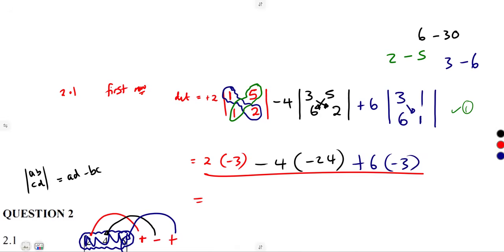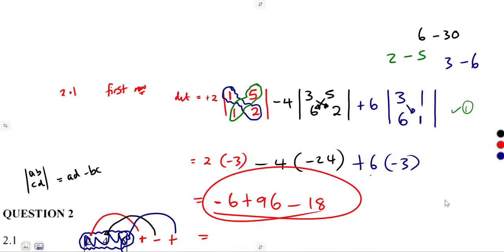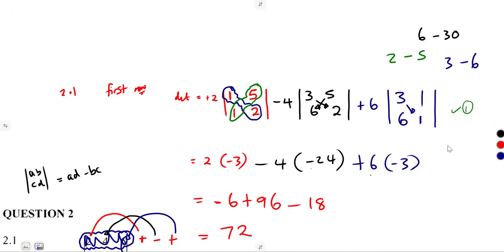So combining everything, because we need 4 marks, let's just show the step of expanding: 2 and negative 3 gives negative 6, negative 4 times negative 24, that's positive 96. 6 times negative 3, that's negative 18. Then you can use your calculator to combine everything. That gives us 72. At least we've got 1, 2, 3, 4. They can give us our 4 marks there.